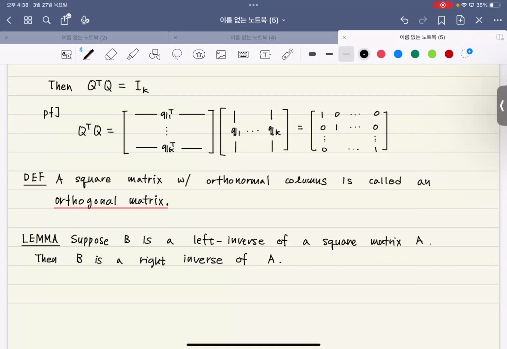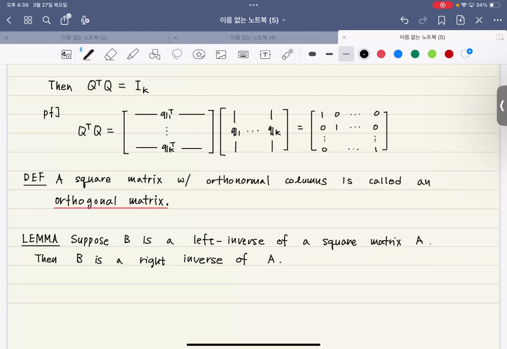Do you remember the left and right inverse of a matrix? A long time ago we discussed the left and right inverse. A matrix B is a left inverse of square matrix A, that means B times A is the identity. If A is not a square matrix, then the matrix may have the left inverse or right inverse, depending on the dimension. If your matrix A is a narrow matrix, then it has the left inverse. But if your matrix A is a wide matrix, then it has the right inverse, but not both of them. However, this lemma says that if a square matrix A has a left inverse, then that matrix is going to be automatically the right inverse.